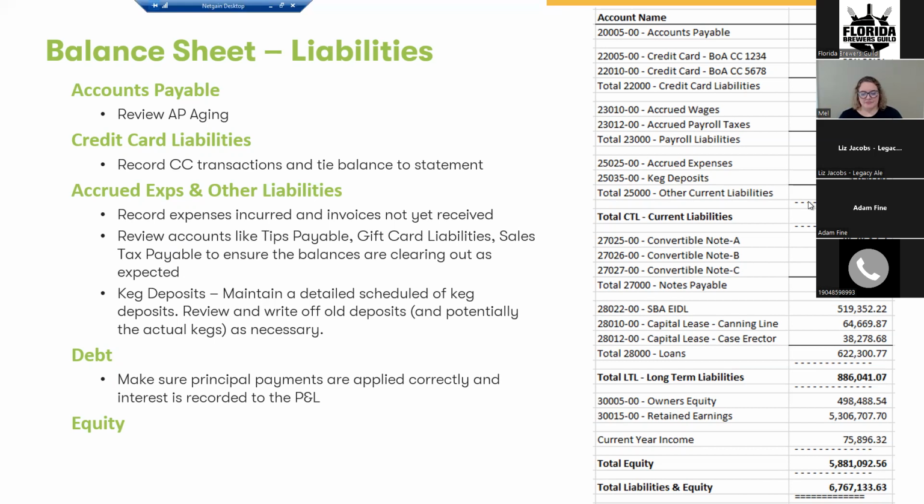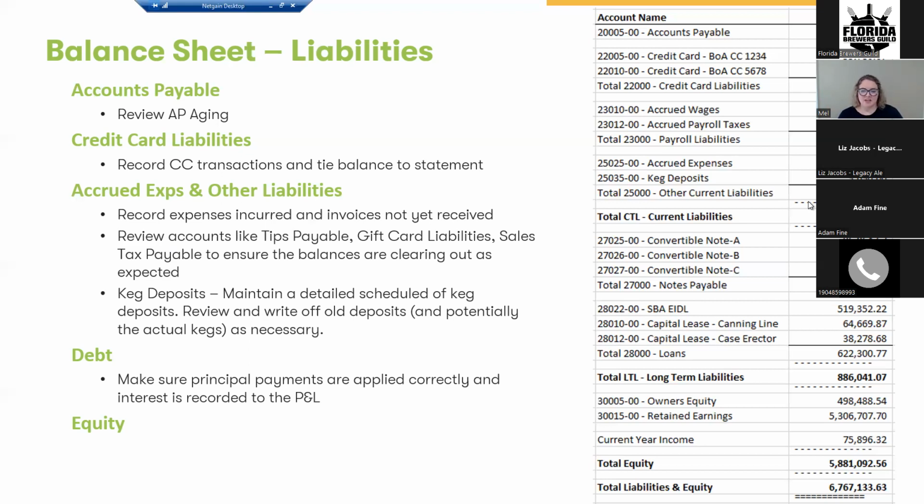And making sure you're reviewing other liabilities like your tips payable account, making sure that's getting cleared out with your payroll, because if you're booking tips payable through your POS system, you want to make sure your payroll is actually removing that. Gift card liabilities, like I mentioned, sales tax payable. So making sure that you're reducing your sales tax payable.